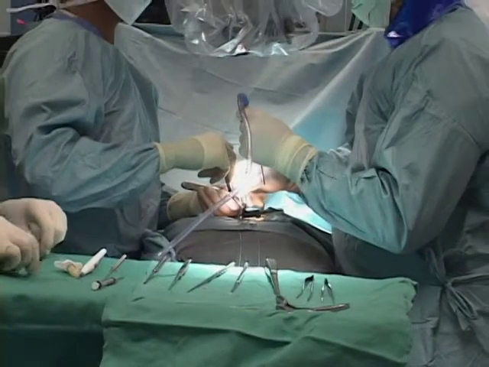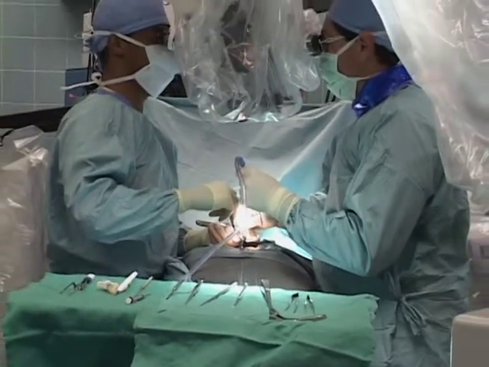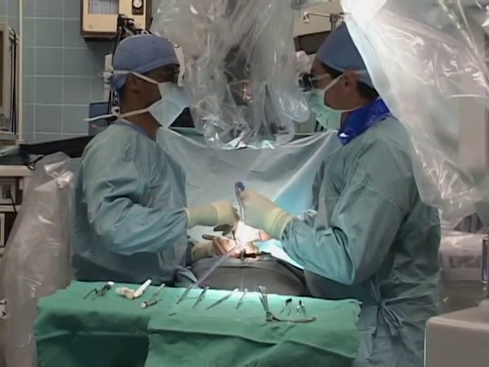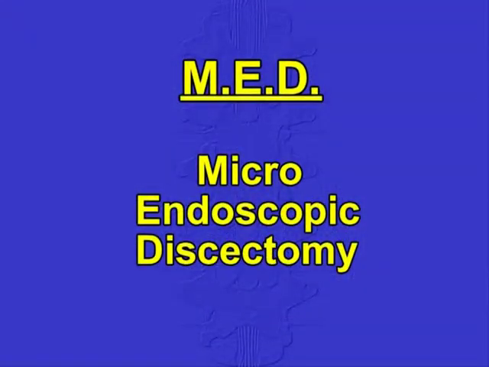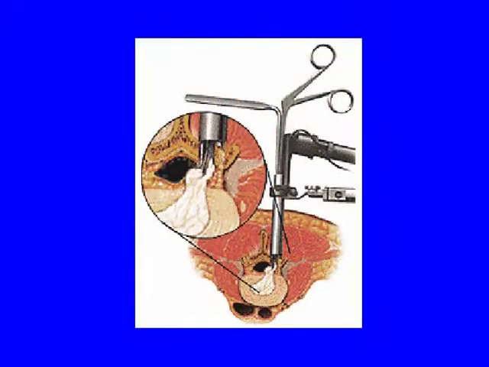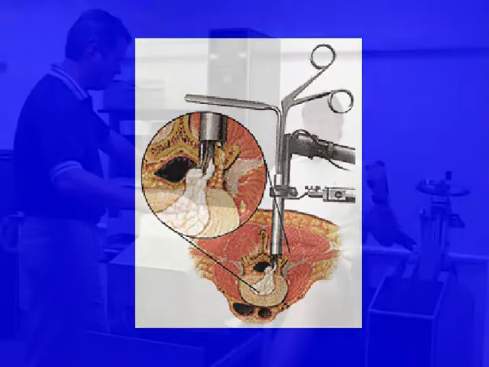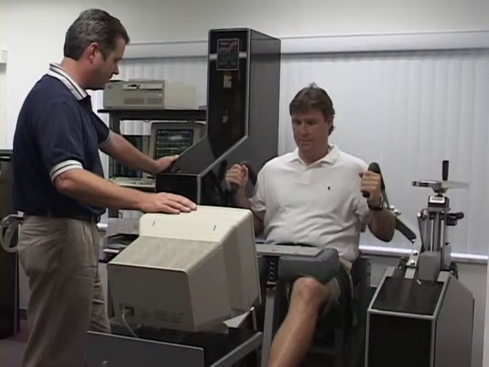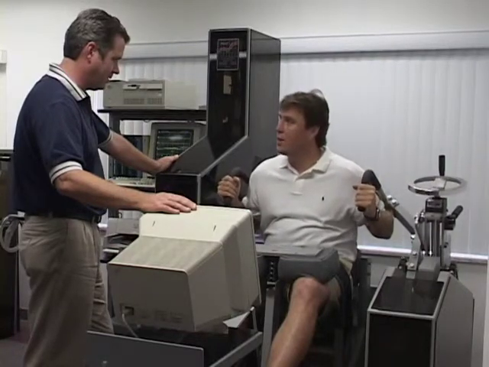In some patients, your surgeon may choose a less invasive approach called a MED, microendoscopic discectomy. In a MED, a tube is used to create a tunnel through the muscles to expose the lamina. Thereafter, the laminotomy and removal of the disc fragment is performed through the tube. This may reduce some postoperative muscle discomfort at the surgical site.